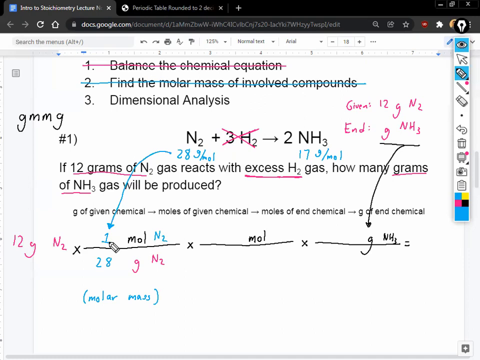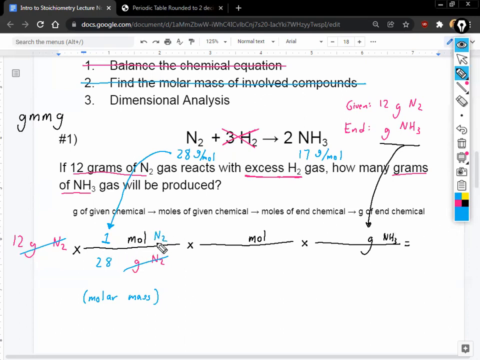Yeah, because it's grams per mole. And there you go. We've filled out our first fraction, and we can cancel out the grams. So the grams here can cancel out with the grams here. So that's the first fraction. All right, let's move on to the second fraction.